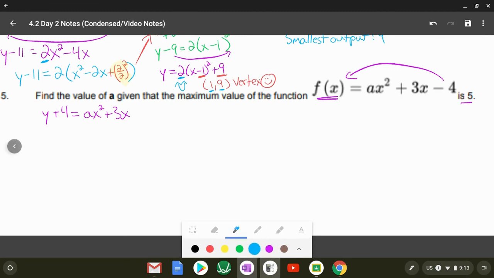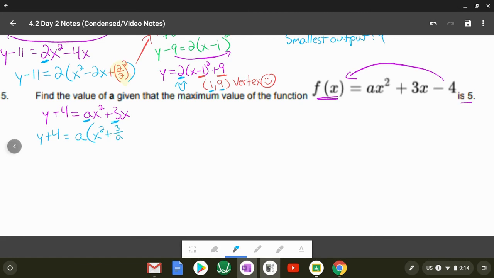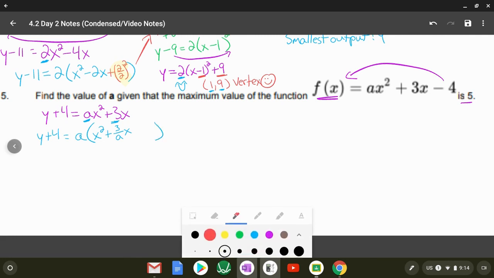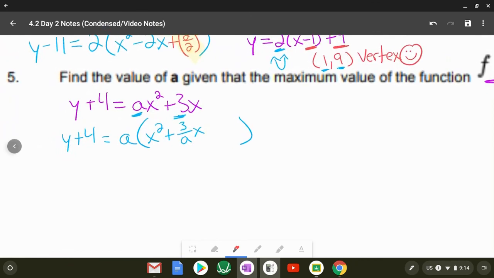Now again, before you complete that square, you have to factor out that a value. So we have y plus 4 equals a times x squared, but since we factored out an a value, we need to divide this 3 by a. So that's plus 3 over a x. Now this is where it gets a little bit tricky, but just follow your rules for completing the square and you'll be all right. What we have to add to the inside here is 3 over a divided by 2, so we can put that 2 in the denominator, quantity squared.